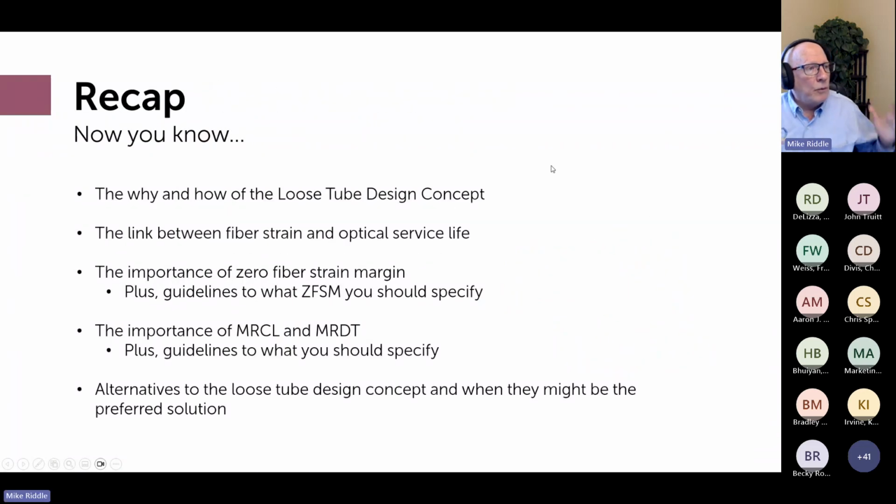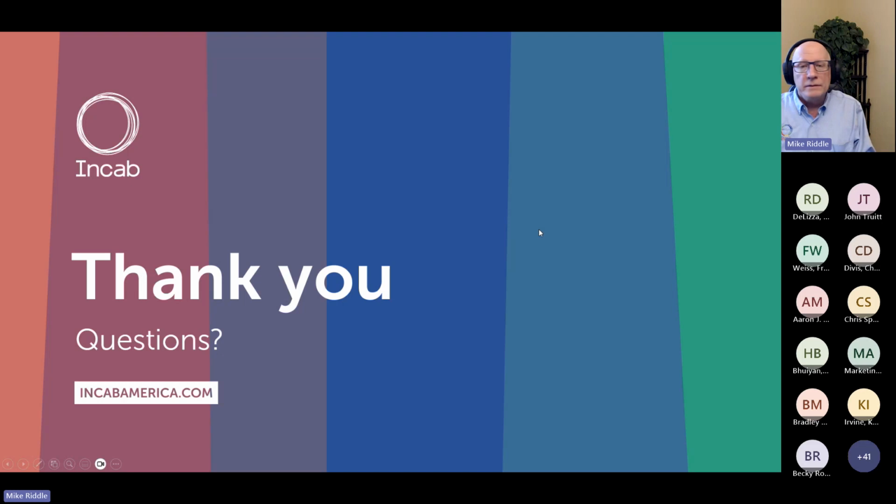So we've talked about the why and how of the loose tube design concept, and we've talked about the link between fiber strain and optical service life. We've talked about what zero fiber strain margin is and why it's important, and gave you some guidelines on what you should specify. We've talked about MRCL and MRDT, what they mean, and gave some guidelines of what you should specify. And we talked about those other options that you might want to consider depending upon what your application is. So now we can open it up for questions.